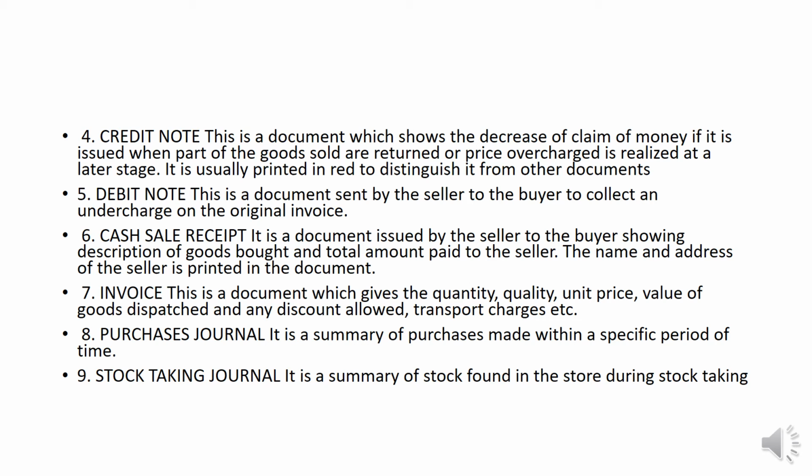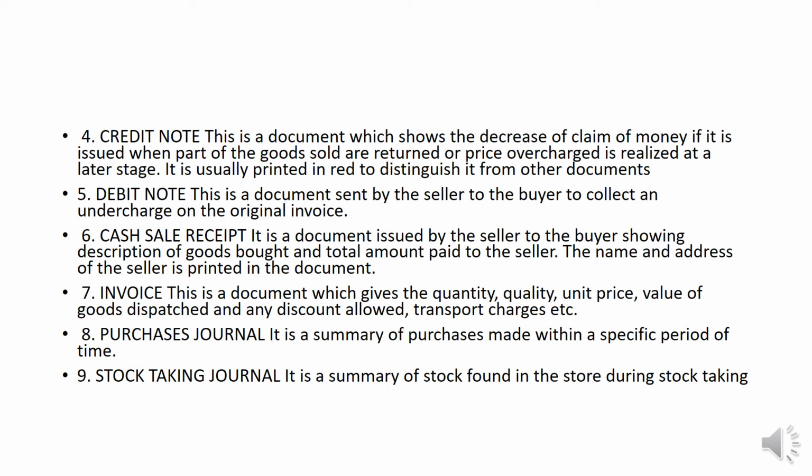So we go to the seventh one, that is invoice. This is a document which gives the quantity, quality, unit price, value of goods dispatched, and any discount allowed or transport charges and so on, which a buyer receives.